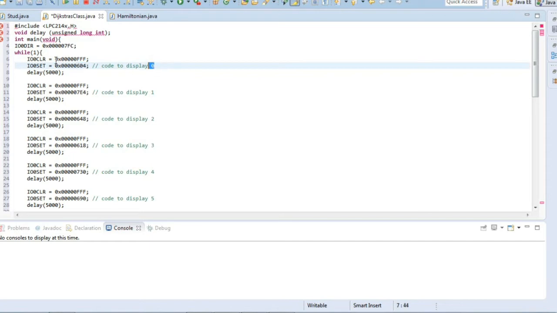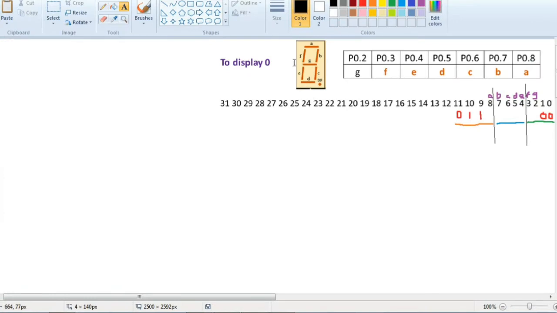So let's understand how these codes are written. Basically the 7-segment LED display will have these segments here: A, B, C, D, E, F, and G, right? And these are the pin numbers to which these LEDs are attached. So when we access these pin numbers and set 1 or 0, we can make the LED on or off.